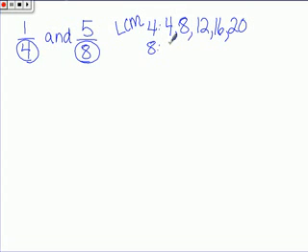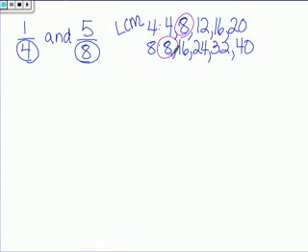8. 8 times 1 is 8. 8 times 2 is 16. 8 times 3 is 24. 8 times 4 is 32. 8 times 5 is 40. So I look for the first one that they have in common, and that is 8. So 8 is my least common multiple.